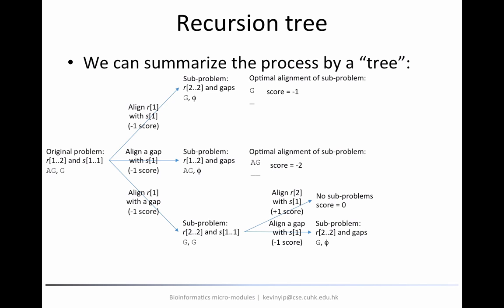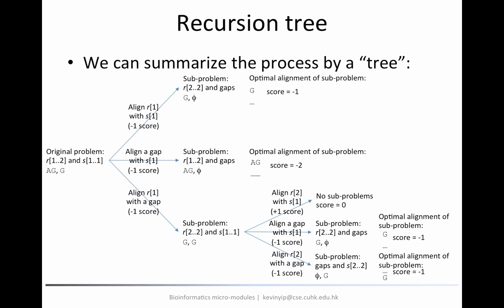Which will further introduce a -1 score. And finally, we could align R2 with a gap. This alignment itself will have a -1 score, and we have a new subproblem, which is to align empty string with S2.2. Again, there's only one possible way, and the score is -1. Now, consider this lower branch.